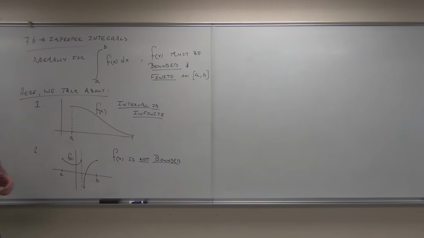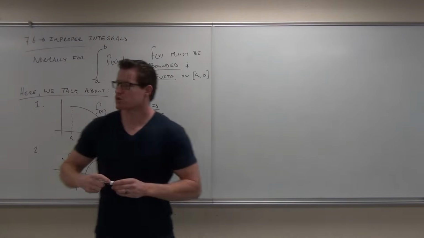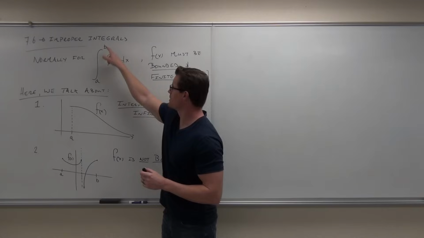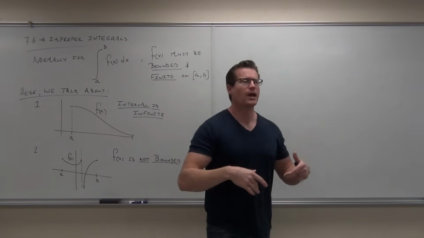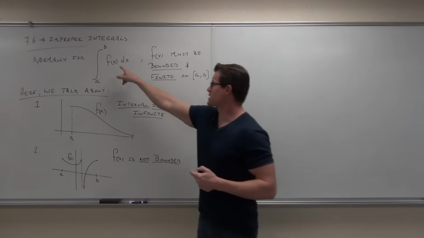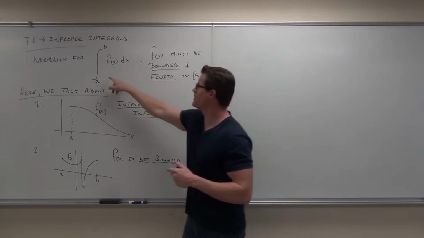So again, we got this idea of a definite integral. It works when a and b are finite numbers. So when we go from one spot to another, we have a starting spot, we got an ending spot. It works when f of x is bounded. This doesn't go up forever, it doesn't go down forever, within this range, okay?